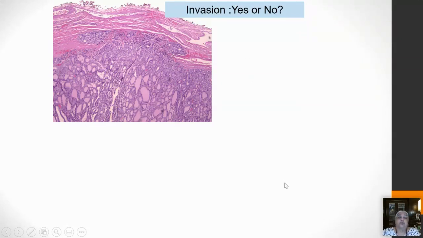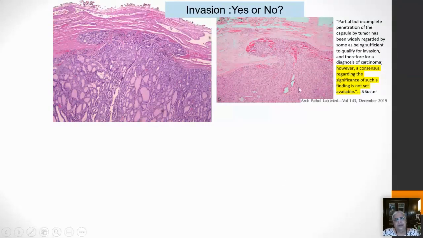Well, according to the so-called full thickness invasion of the capsule, many people will say this is not a full thickness invasion, and therefore it is not a minimally invasive follicular carcinoma. And here is something that came from Sister, who published this in 2019. Let me just say what he says. Now, this is exactly like this.